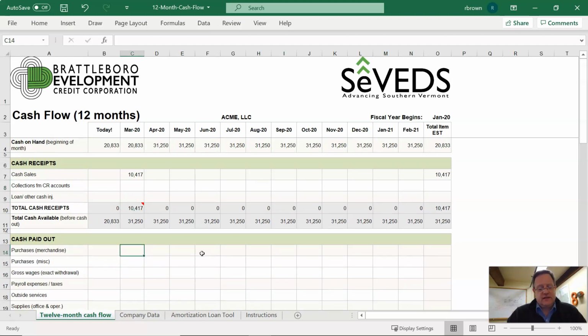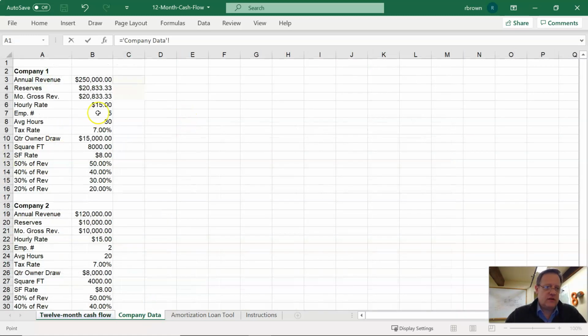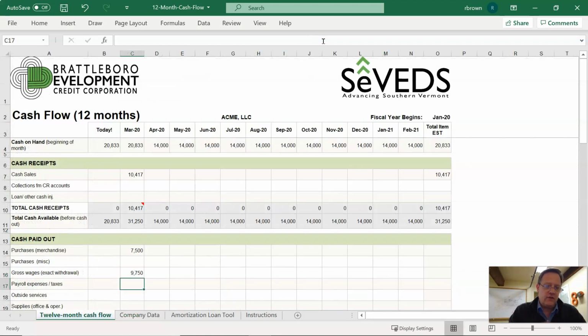I'm going to now jump down to the expense section. So purchases, unfortunately at the beginning of the month, this company had to, not really knowing the impact, purchase raw materials and inventory, and that's about $7,500. Gross wages, we talked about a little bit, but I'm just going to enter the formulas here. So we've got $15 an hour times 5 employees times an average work week of 30 hours. And we're going to annualize that now, so that's going to be multiplied by 52, divided by 12. And that's our monthly expenditure on wages.